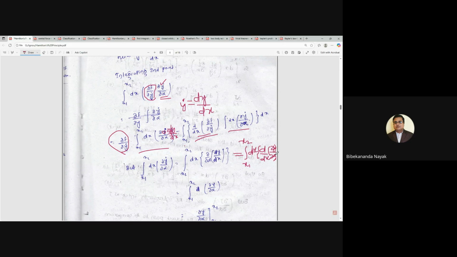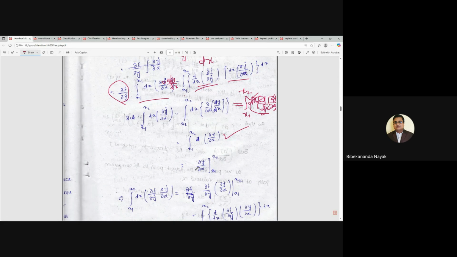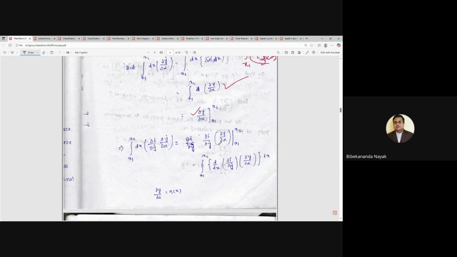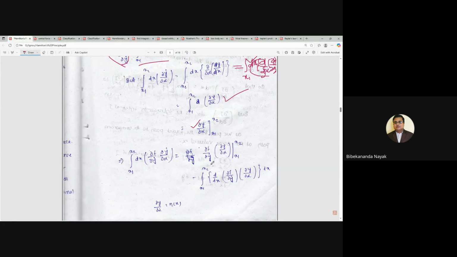So what is my result? Here dx and d by dx will cancel. Only I have d of dy by d alpha. Its integration means we have only del y by del alpha. Okay? Are you getting my point? Yes, sir. Then by substituting this, the integration becomes del f by del y dot times del y by del alpha, minus this.